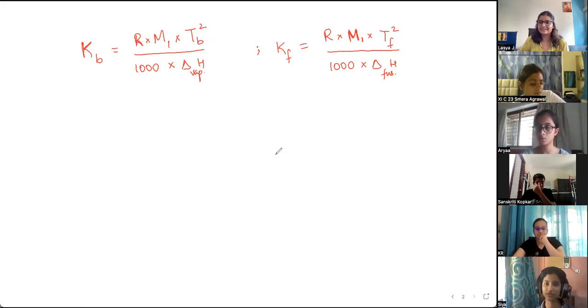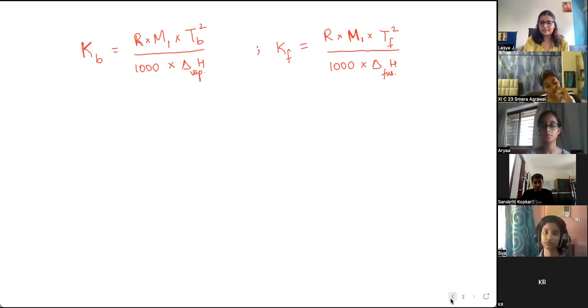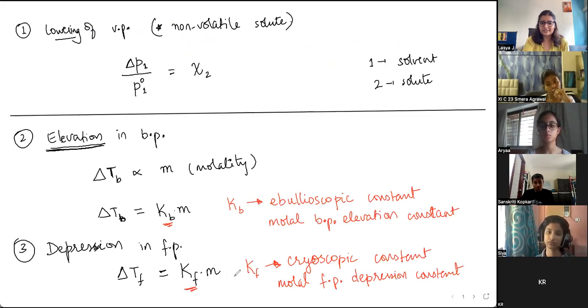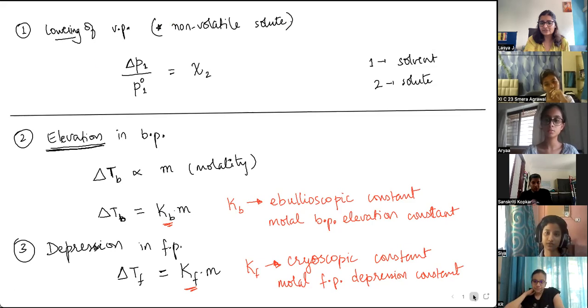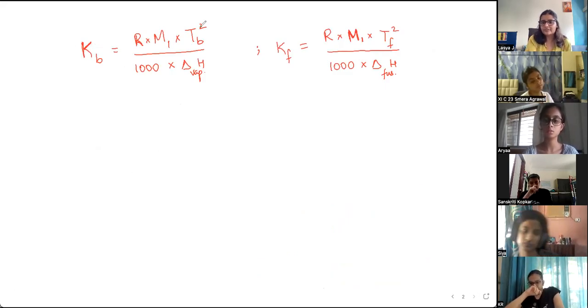I asked because in our school, ma'am had given the formula in which there was no R. That's why there was W2 and W1. But I think what your ma'am has given is an extension of this formula. Delta TB, delta TF. This is not the same. See, if you observe the formula, let me look at each one.